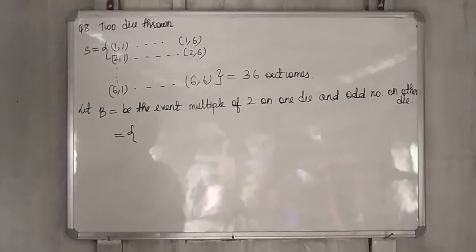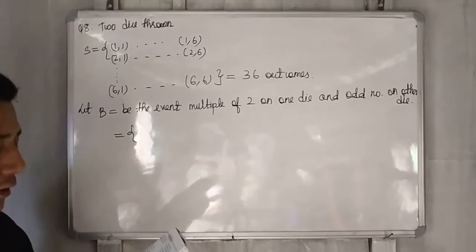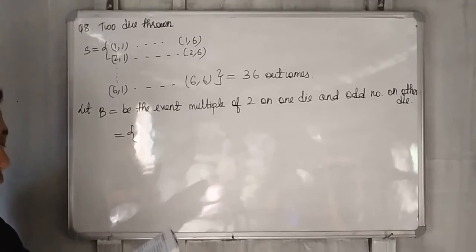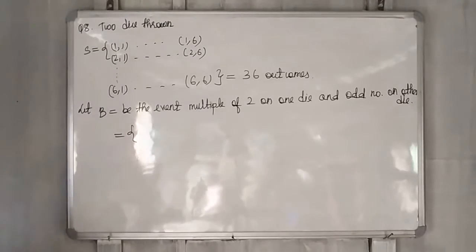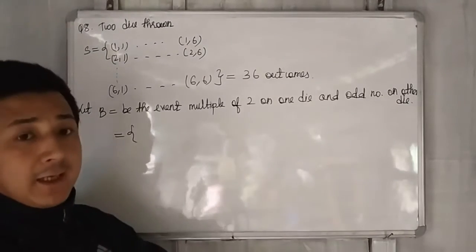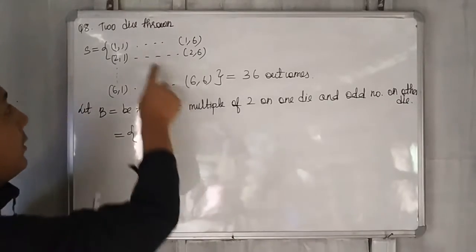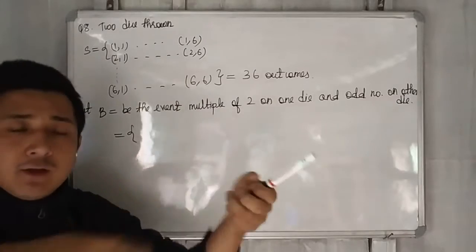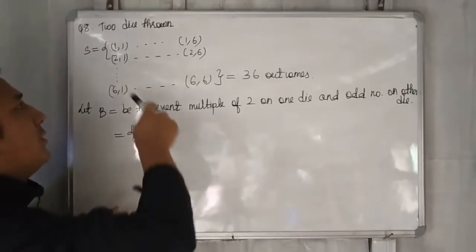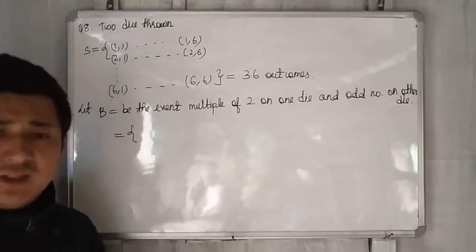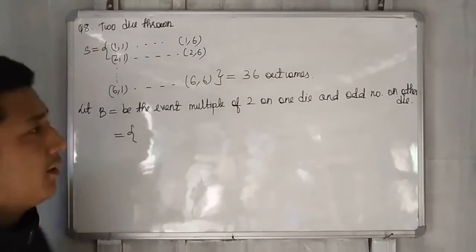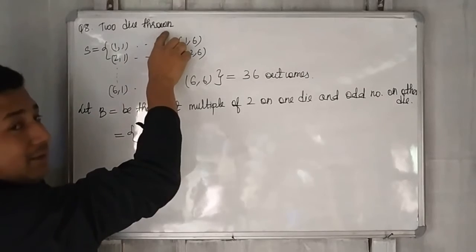Alright, boys, the next question is 8, part 2. We need to find the probability of getting a multiple of 2 on one die and an odd number on the other die. Hello, I hope you people are understanding what we are doing out here. You're throwing 2 dice at the same time. So this number of outcomes you will be getting. There are chances of getting this. But obviously only one outcome you get, right? Because you are throwing 2 dice at the same time.